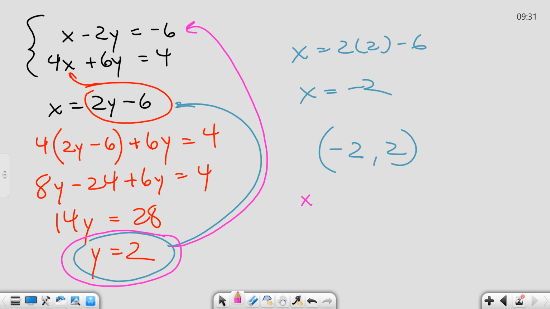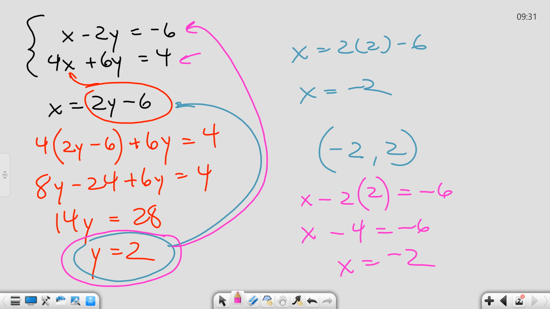So there I would get x minus 2 times 2 equals negative 6. So that would give me x minus 4 equals negative 6, so x would be equal to negative 2. Same answer, just a different way to do it. I could have also plugged it in here, but I think you'd see that that would be kind of nasty. Okay, you have a lot of options where you want to plug it in.